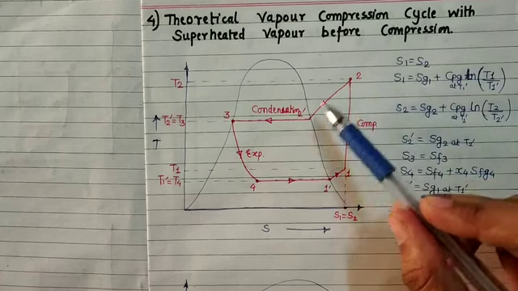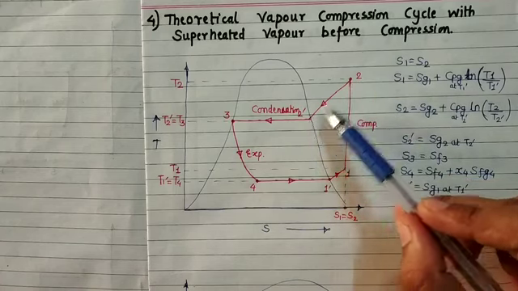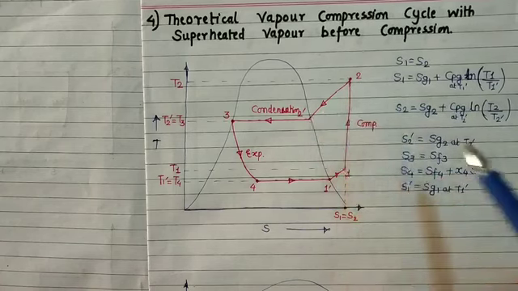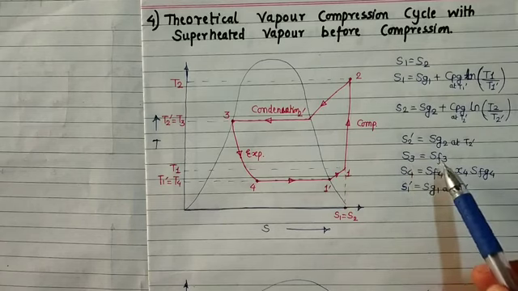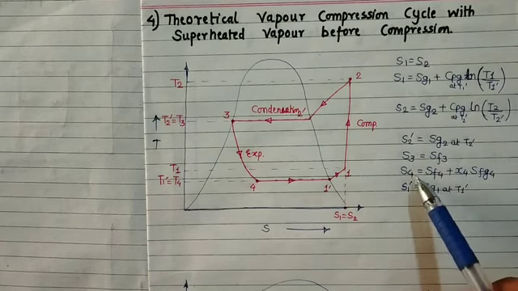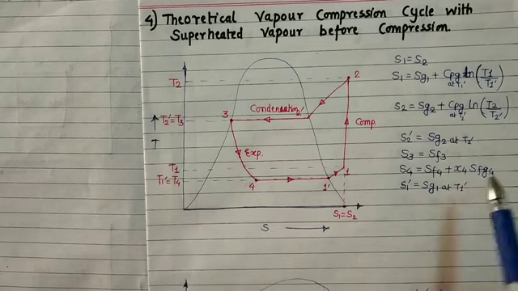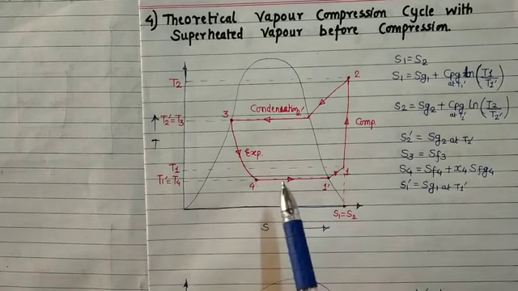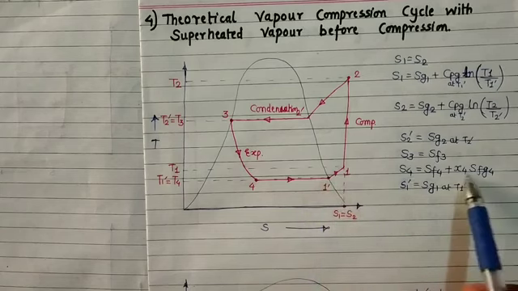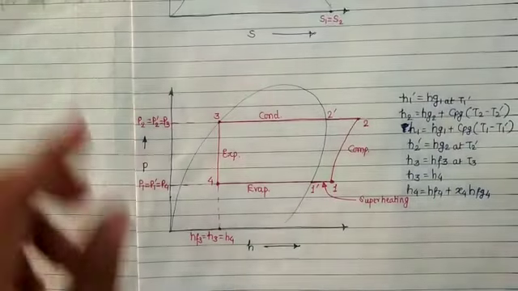So again, ln of higher temperature divided by lower temperature. S3 is nothing but SF3. S4 is equal to SF4 plus X4 HFG4, as point 4 is in the liquid-vapor region. So this formula is applied for calculation of S4. Now the same thing we have done for the pH diagram as well.